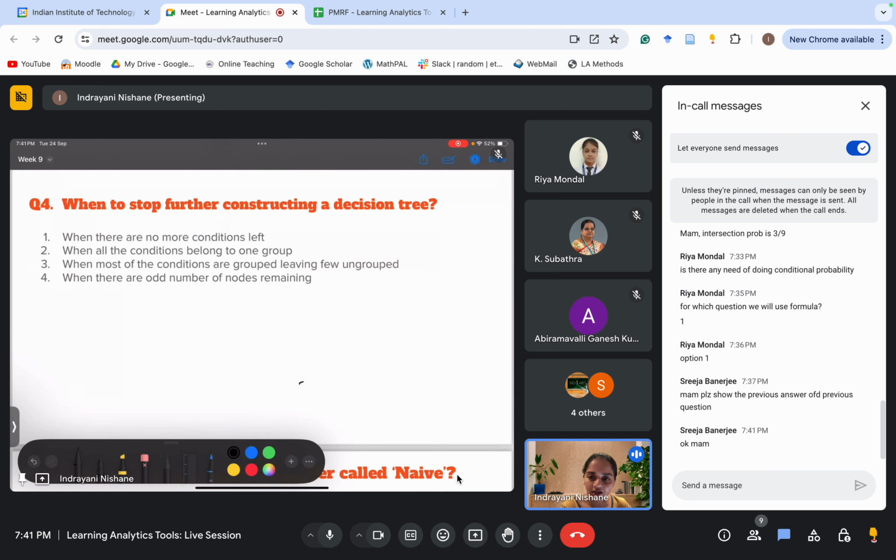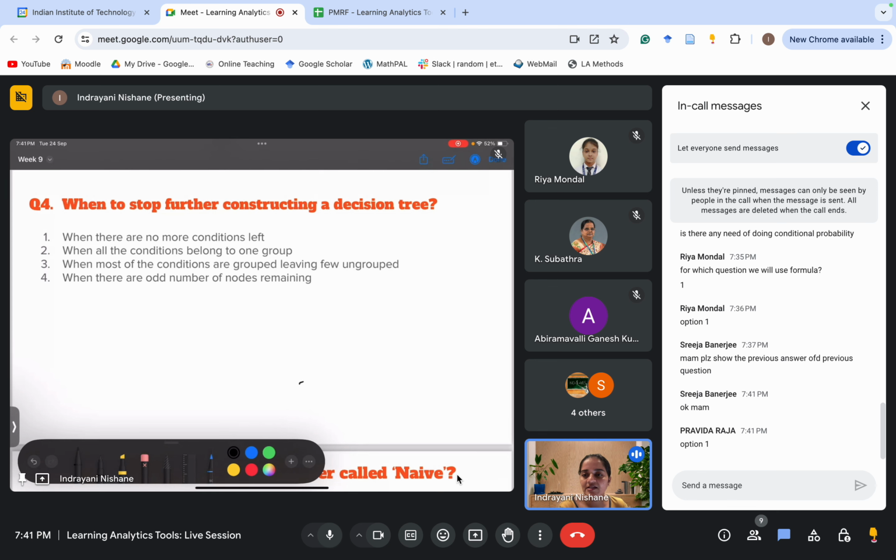So question number 4 is based on the theory part, or the points which we have to remember for decision trees. So when to stop further constructing the decision tree? I am expecting answers to this question in the chat box: when will we decide to stop constructing the decision tree, or when will we decide that we have reached the leaf nodes?